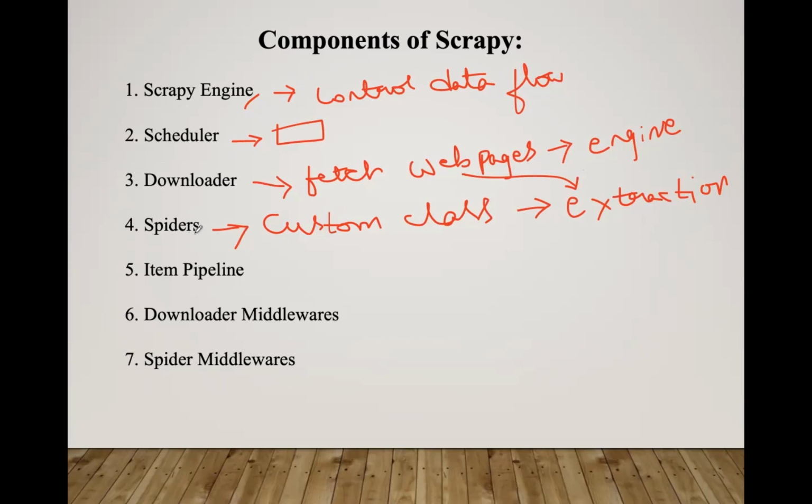Next, the item pipeline. After the spider scrapes the data from the internet, the item pipeline is responsible for processing it. Here we extracted data, right? The item pipeline will process this extracted data.